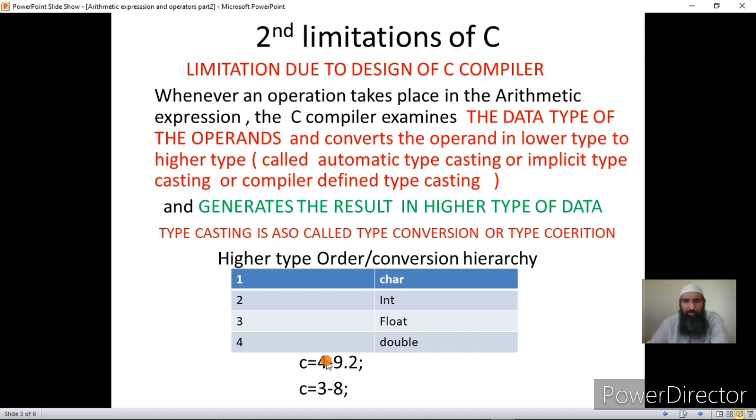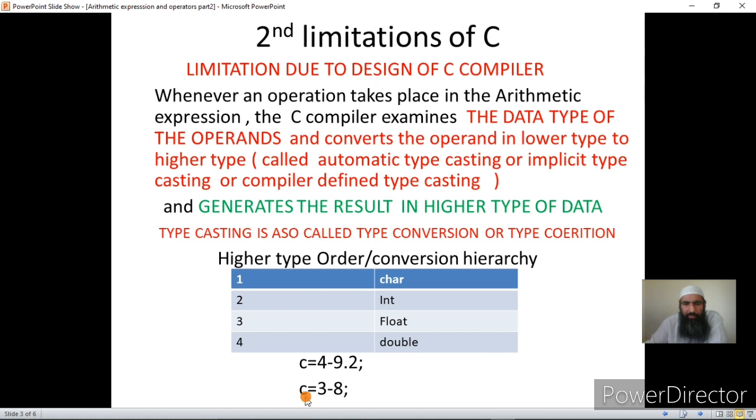This is what I mean when I say the data type of the operands is examined, and the operand of lower type is converted to the operand of higher type. So 4 is a lower type and 9.2 is a higher type. So 4 will be converted to float and then the two will be subtracted and the result will be generated in float. Now let us take another example.